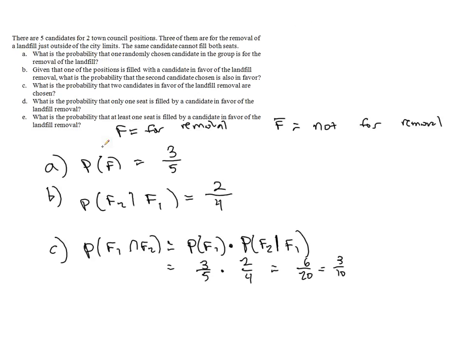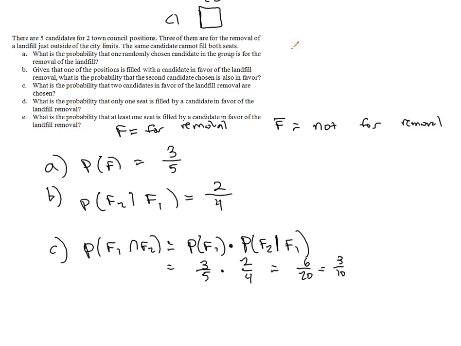Letter D, we want to know the probability that only one seat is filled by a candidate in favor of the landfill removal. This is where it could be tricky, because what do we mean by only one seat? It could be the first seat, it could be the second seat. I think it's sometimes helpful to draw a little 2x2 table with candidate 1, candidate 2, and the possibilities, favor, not favor.